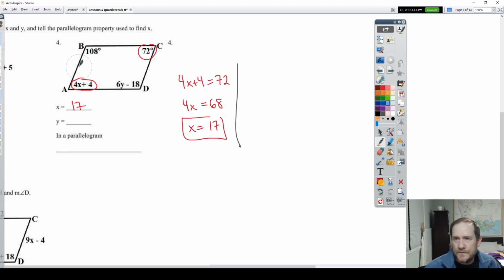Now, to solve for y, same thing. Grab your opposite angles and set them equal to each other. So you'll have a 6y minus 18 that equals 108. You'll just subtract from both sides. So if you subtract 18, then this is going to be 90. So now you're dividing by 6, which will be 15.